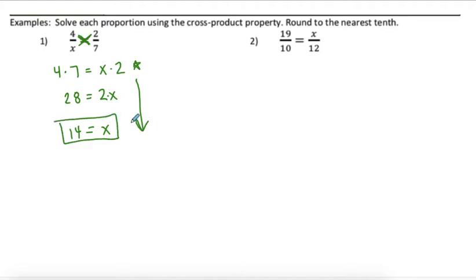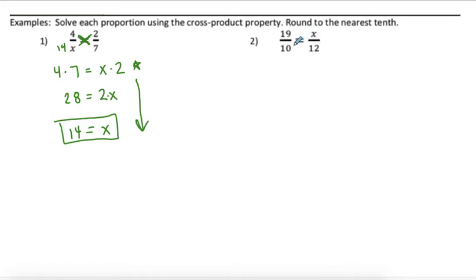As always, we can still check our work. 4 divided by 14 simplifies to the same thing that 2 out of 7 does. So those are proportional ratios, because they're two ratios that are equal to each other. All right, let's try number 2.